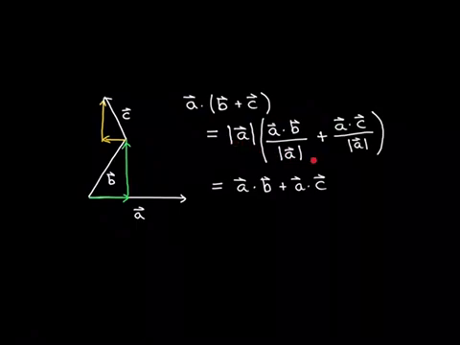And then we just cancel off the length of a here to get that the dot product of a with b plus c is equal to the dot product of a with b plus the dot product of a with c. So this formula works, this distributive law works. The dot product is distributive over vector addition.